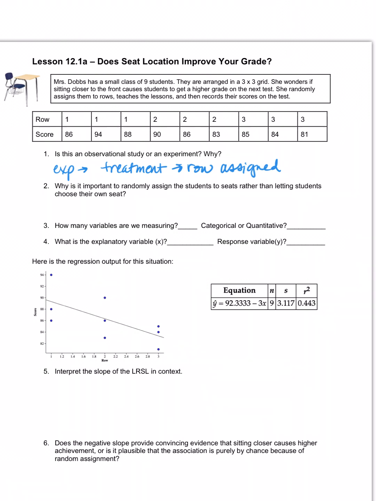The random assignment piece, you may not remember this from chapter 4. It's been a minute. The random assignment's important because we want to be able to conclude a causation. The row causes the grade. You can't do that without random assignment. Okay? So it allows us to show causation.